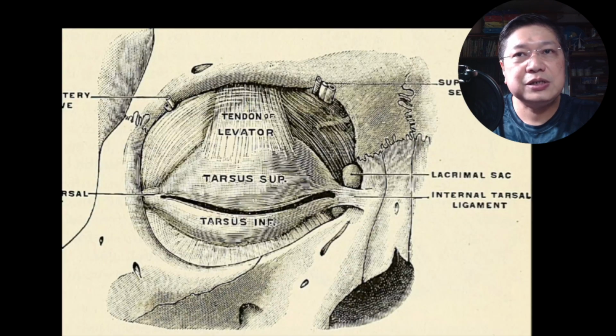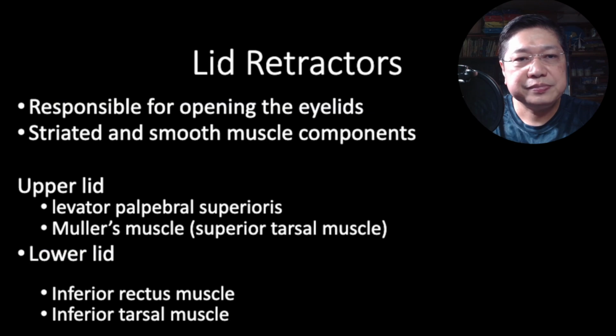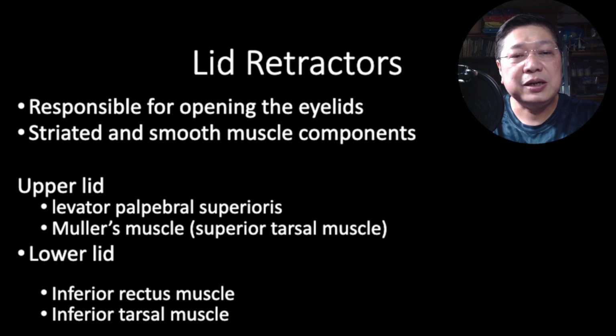Now let's talk about the retractors. The retractors are the ones that open and close the eye. So the retractors are responsible for opening the eyelids. They're striated and smooth muscle components. The upper lid would have the levator palpebrae superioris, the Mueller's muscle, or the superior tarsal muscle. And the lower lid would have the inferior rectus and the inferior tarsal muscles.